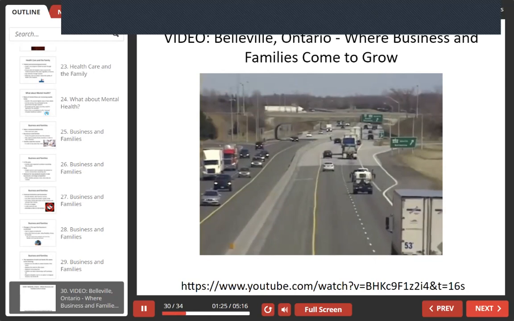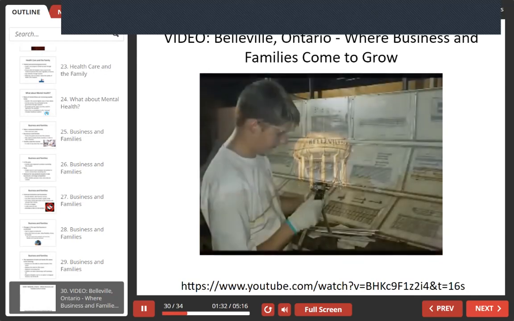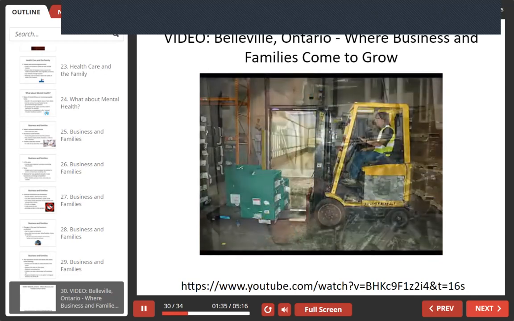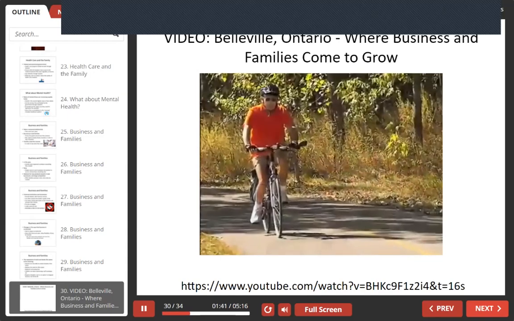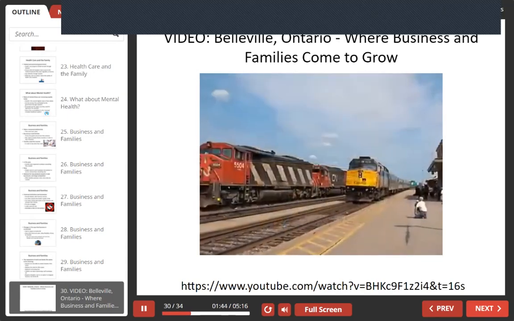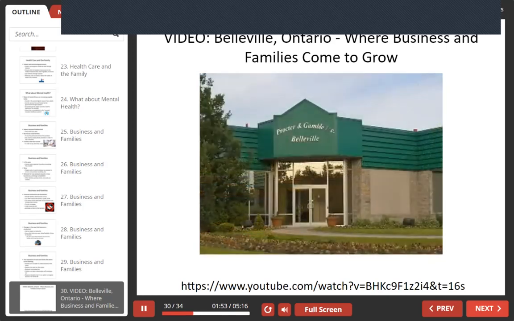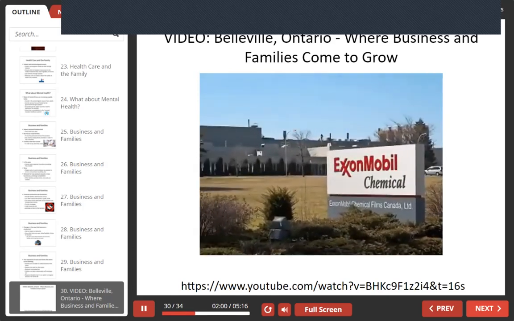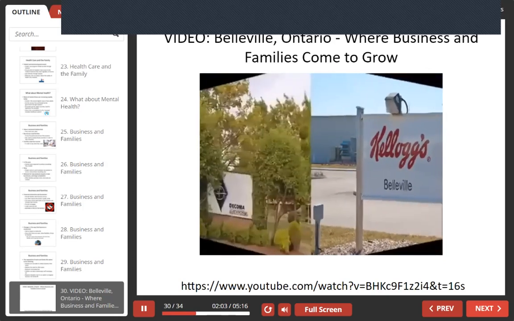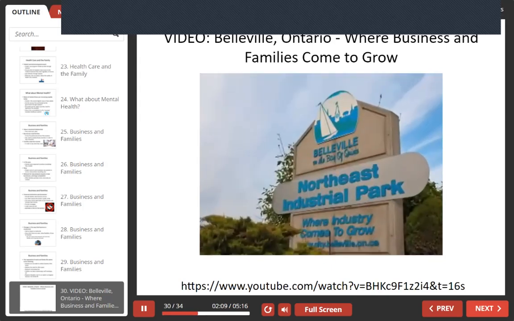Ideally situated on Canada's busiest road, Highway 401, Belleville is the perfect location for all types of business investment. Whether you're manufacturing, distributing, selling, or just looking to settle down, Belleville can provide the amenities and services you and your business need. Home to brand name employers like Procter & Gamble, Nortel, Parmalat's Black Diamond Cheese, ExxonMobil, Kellogg's, Tacoma Auto Systems, Halla Climate Control. Belleville is the place where business comes to grow.